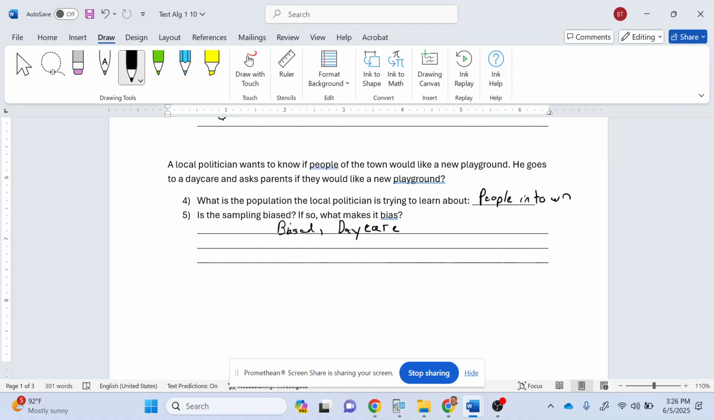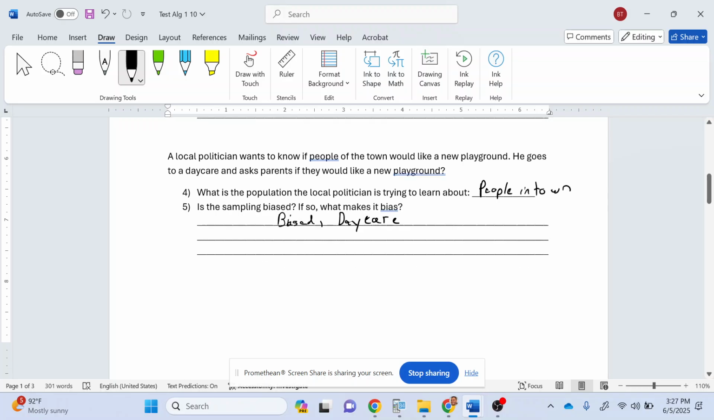So if you ask an old person who's not going to benefit from it, hey, can I use some of the tax money for a playground? They might say no. If I only ask old people, that's why I got to ask all types of people. That's why it's very important to be random with who you ask. Exactly. And that would be stratified.